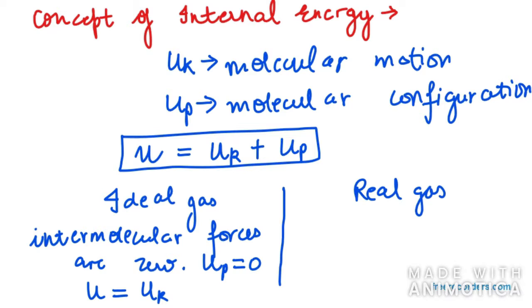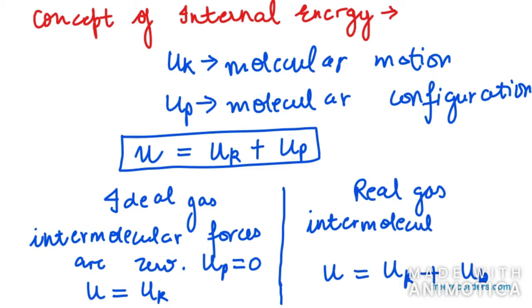Now, the intermolecular forces are not zero in real gases, therefore they possess both types of energies, that is due to molecular motion and molecular configuration. In this case, remember that intermolecular forces are not zero. So therefore we need to take into account molecular motion and molecular configuration. This is the difference between ideal gas and real gas under internal energy.